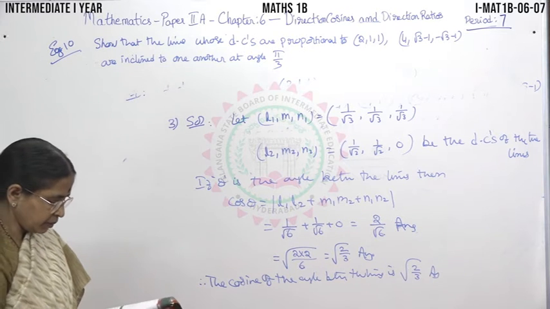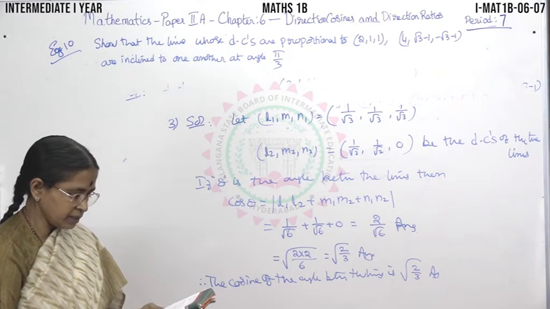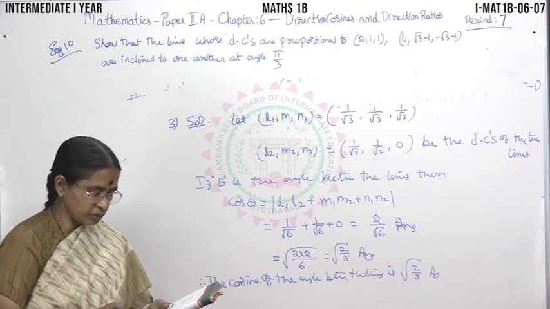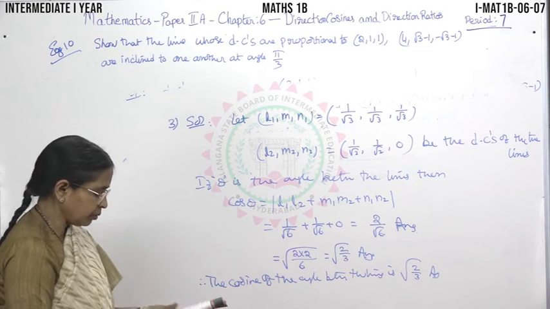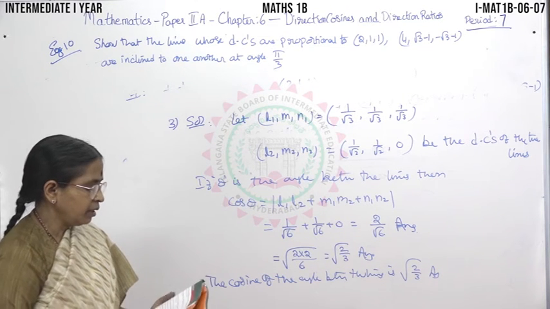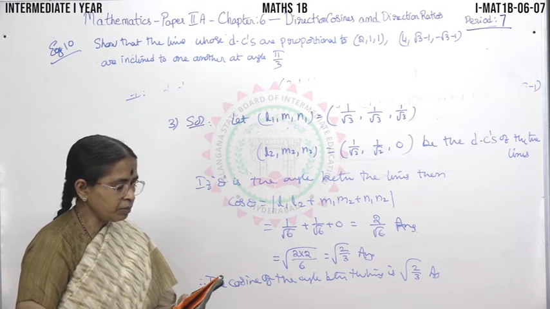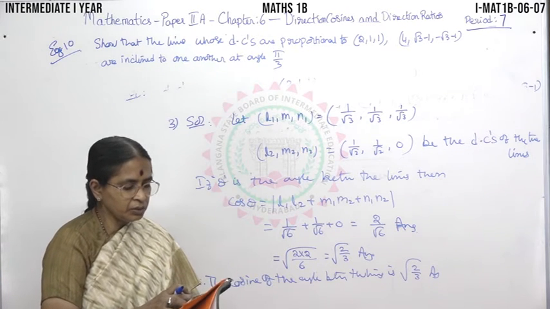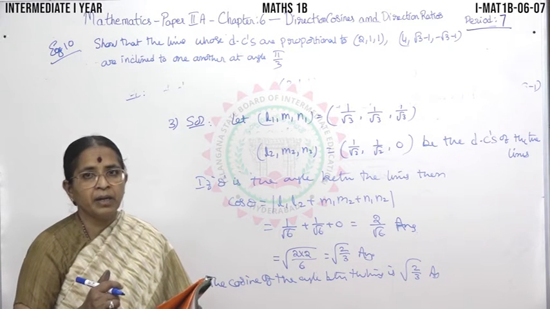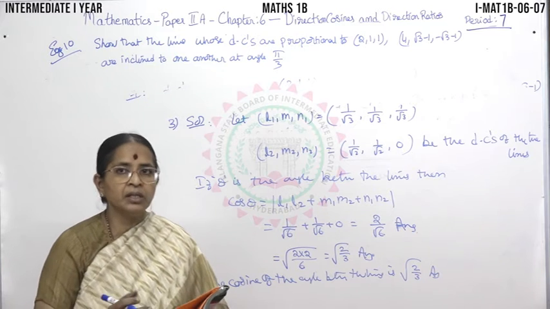Okay, next problem. Again, show that the lines, there again he gave direction cosines. So same formula. And then second section, second problem: show that the line passing through 2 points is perpendicular to the line passing through another 2 points.